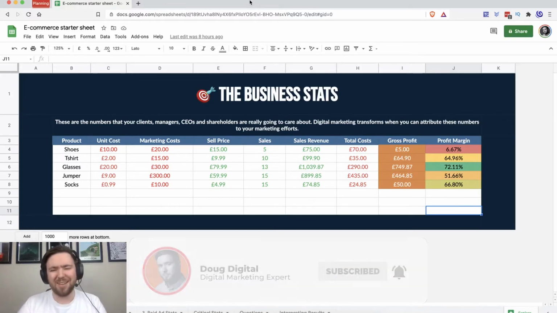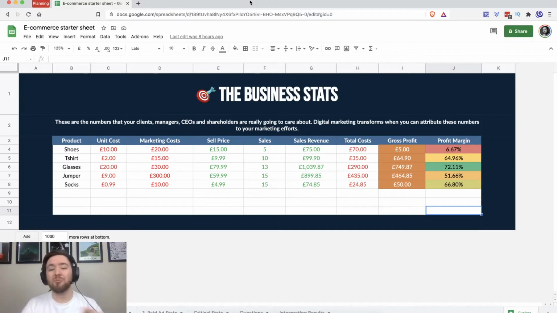Google Sheets. What a strange intro. We're going to run with it.